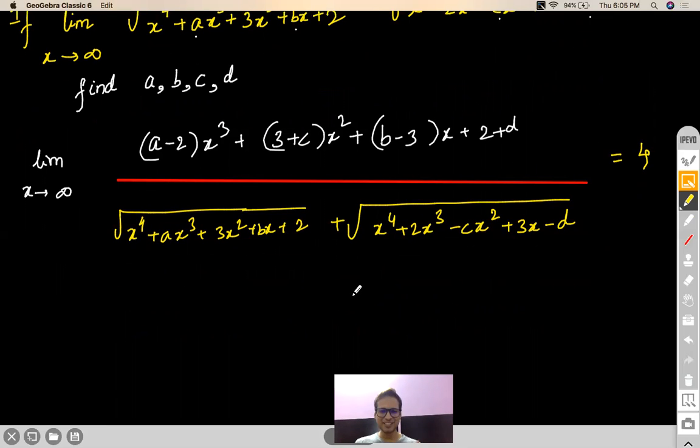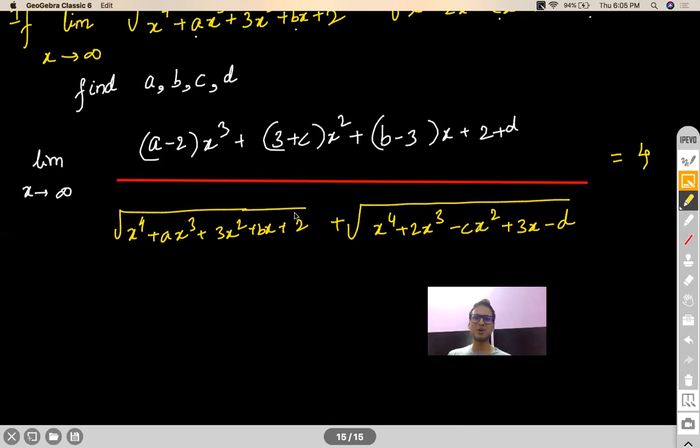Correct. Now, prima facie means the first impression. First impression about the numerator is it's a cubic polynomial. And first impression about the denominator is it should be of degree 2. Effective degree is 2 because x to the power 4 is there and it has been under rooted. So right now the numerator degree is more than the denominator degree, right? And if that is the case, your answer should have been infinity or minus infinity. But your answer is not infinity or minus infinity, it is 4.